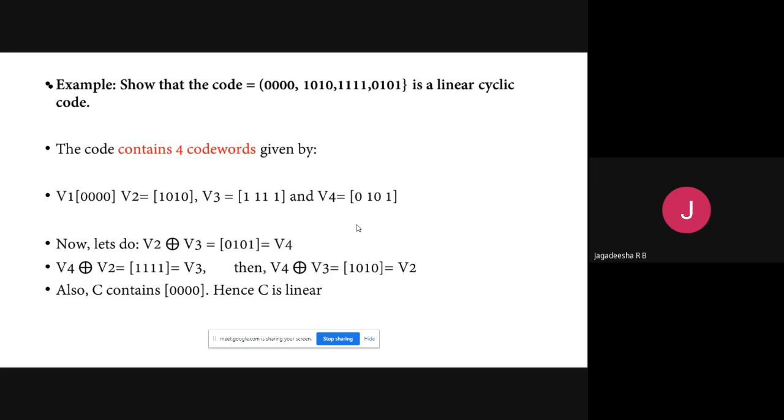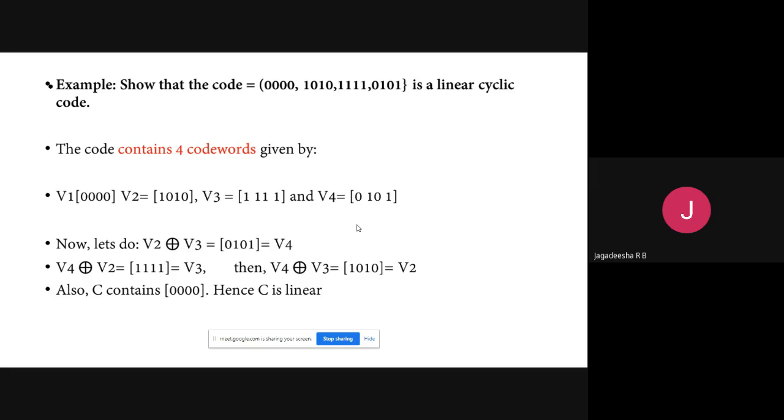So we know in the question that there are 4 codes given. First code is 0000, second code is 1010, third one is all ones, fourth code is 0101. We call them V1, V2, V3, V4. Now we need to add any 2 of them. We can add V1 with V2, or V2 with V3, V3 with V4, anything you can do.